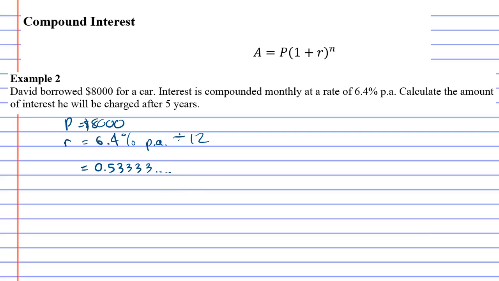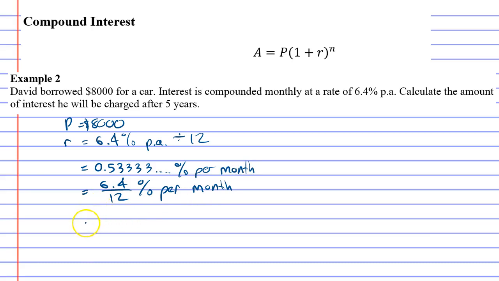And this gets a bit annoying because you can't really write that in your calculator. So what I'm going to do is suggest something. I am going to suggest for this one to leave it as a fraction. So 6.4 divided by 12 can be rewritten as 6.4 over 12. And this is the percentage per month. So rather than 0.53333% per month, it's a lot easier just to leave it as a fraction.